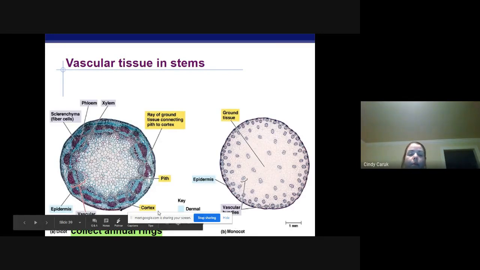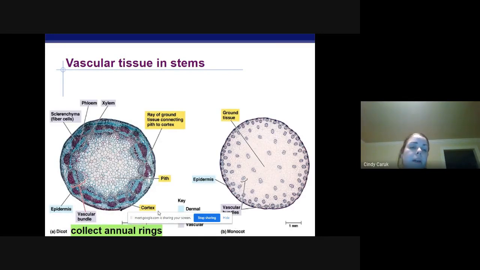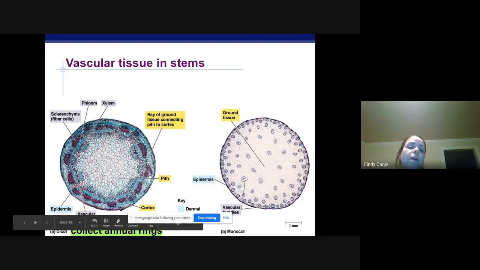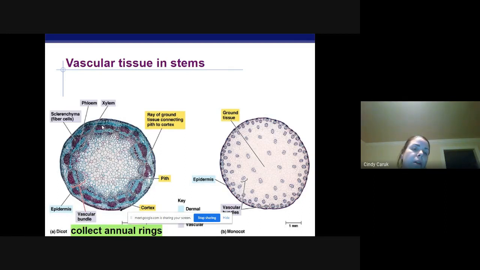Okay? If I'm looking at a dicot, I'm going to find, if I look at their stems, here we have the phloem on the outside. This is your vascular cambium, and there's your xylem. It's in a ring all the way around. And if I look here, they're kind of spread throughout.